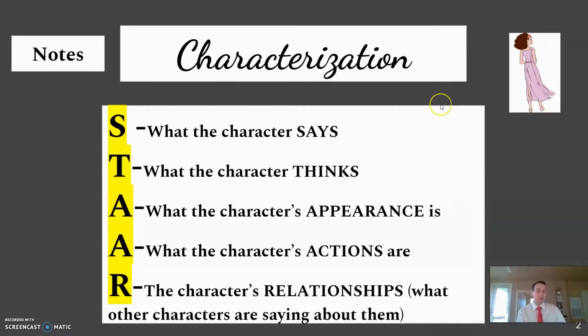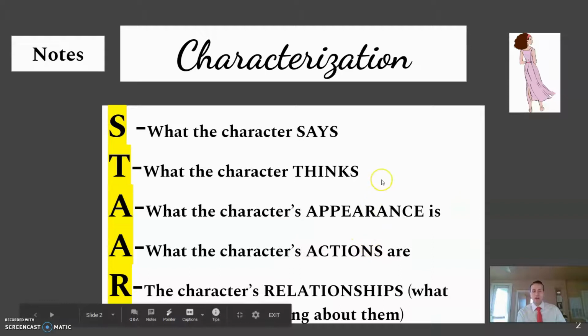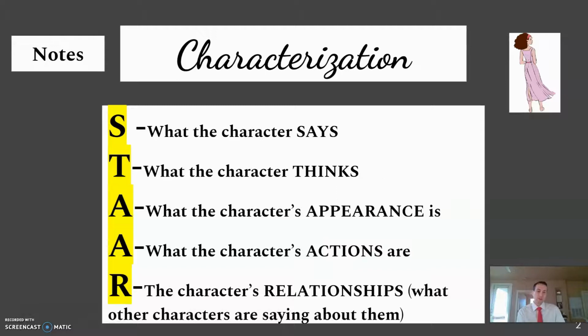Thanks, Rona. But STAR is still a very good acronym to remember the 5 different components, which is what the character says, what the character thinks, what the character's appearance is, what the character's actions are, and what the character's relationships are, or in other words, what other characters are saying about them, what that suggests about how well they get along with other people. So, over the course of these first couple of pages into the novel, be sure to remember those 5 different elements as we are introduced to some of the main characters of the book.